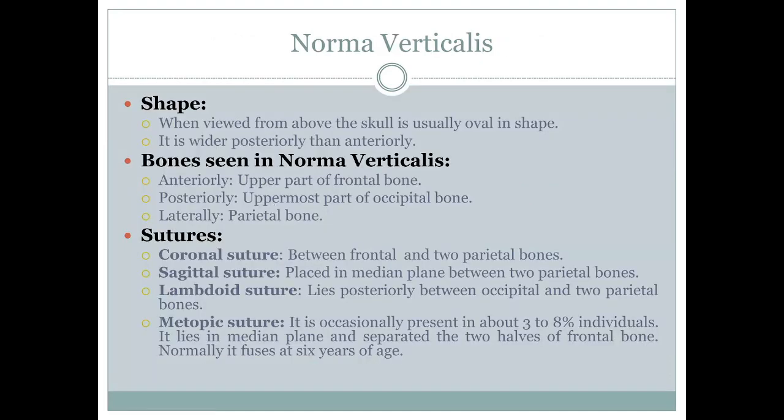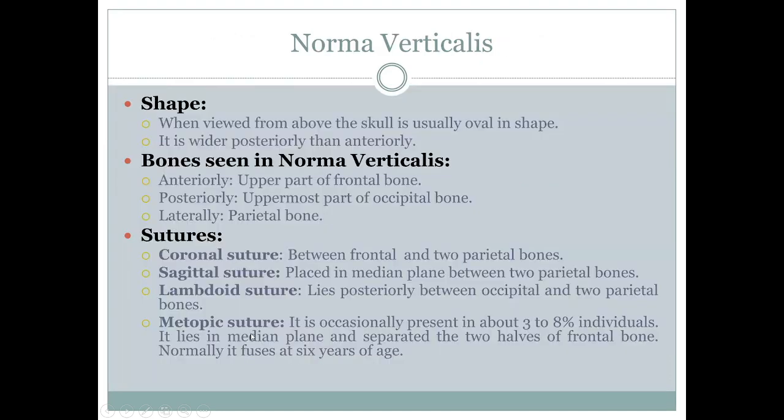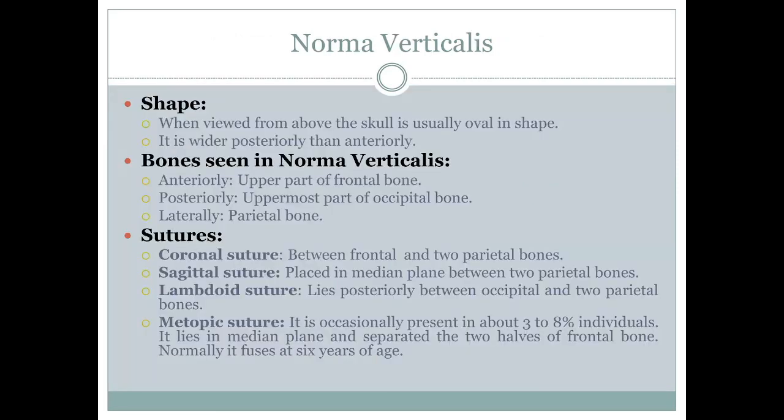Now which are the bones seen in the norma verticalis? Anteriorly, there is the frontal bone. Then posteriorly, the uppermost part of the occipital bone. Then laterally, on both sides, there is a pair of parietal bones seen from the view above the norma verticalis. Now, which sutures are present in the norma verticalis?